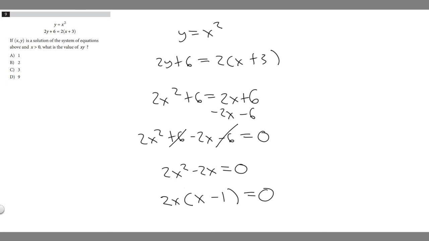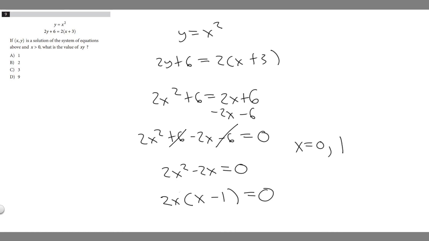So 0 times anything is 0, right? So if we plug in a 0 here, it's just going to be 0 times minus 1, which is 0. So one of ours is going to be 0. And then if we plug in a 1 here, 1 minus 1 is 0, and then it would just be 2 times 1, which is 2 times 0, which is also 0. So our two values are going to be 0 and 1.